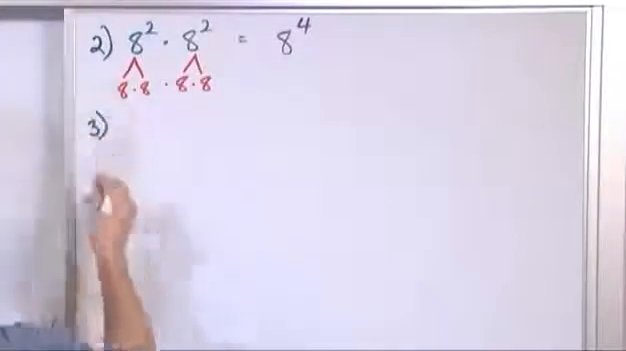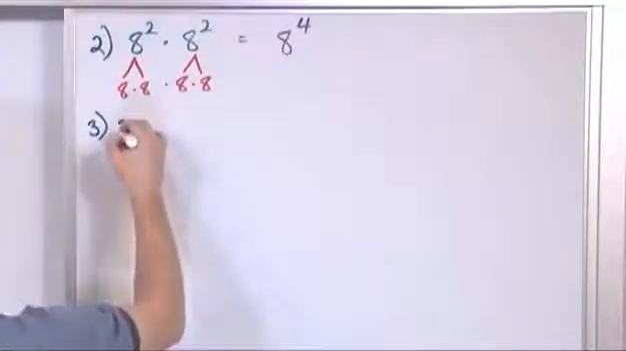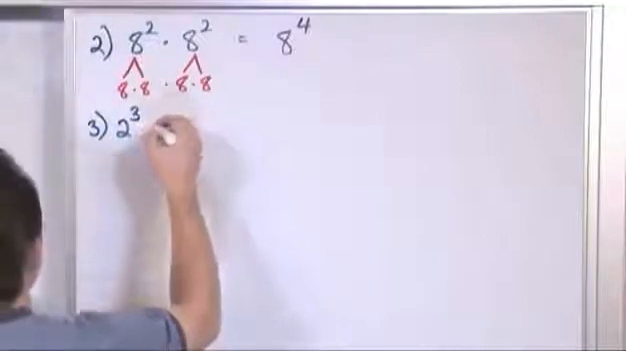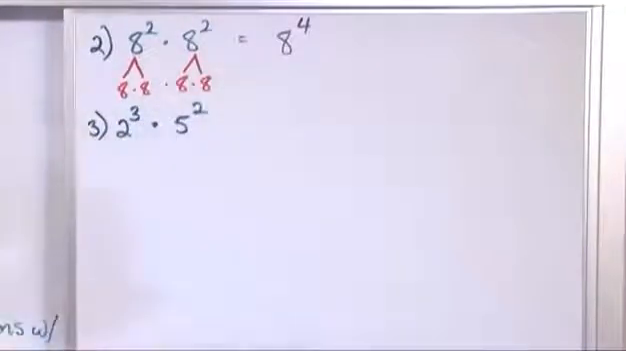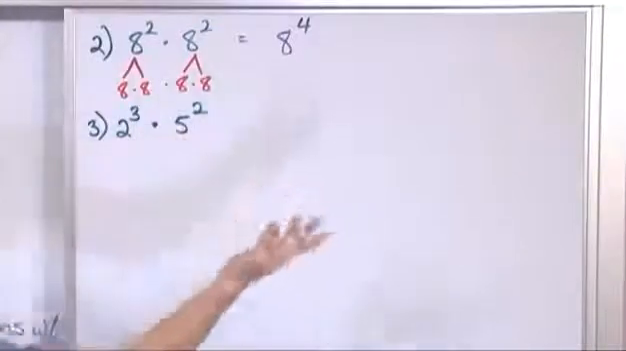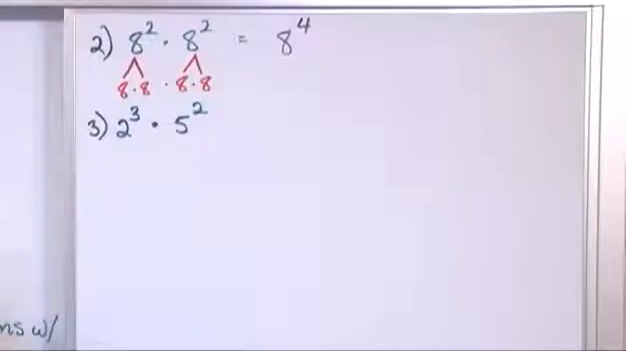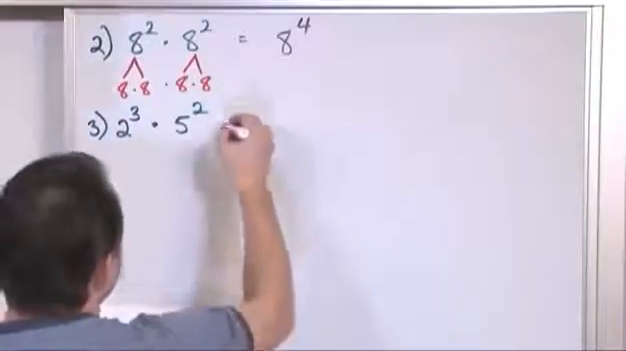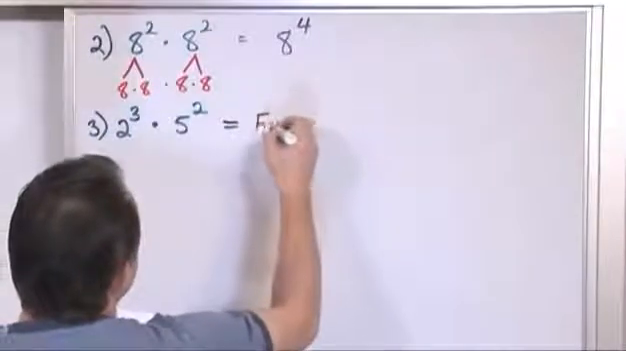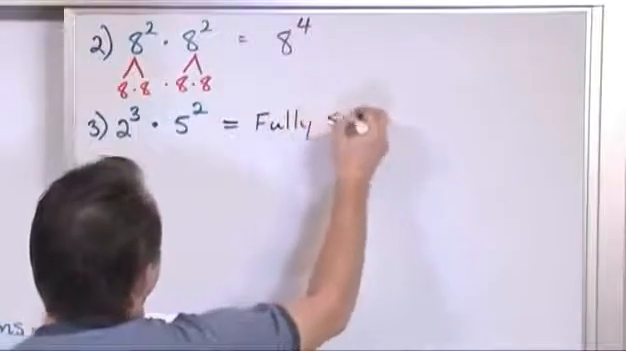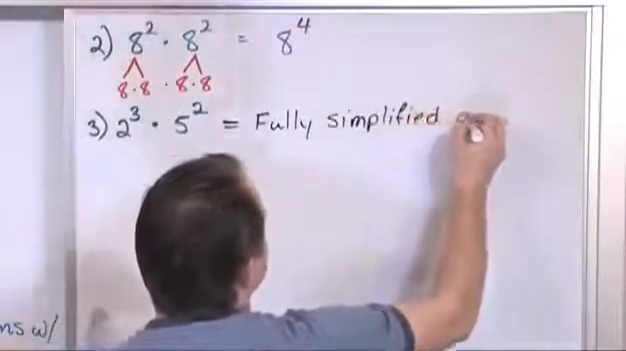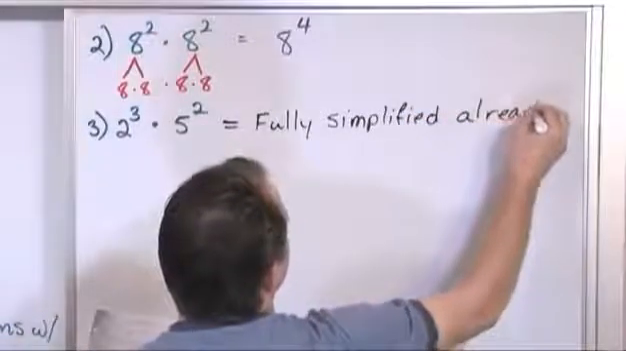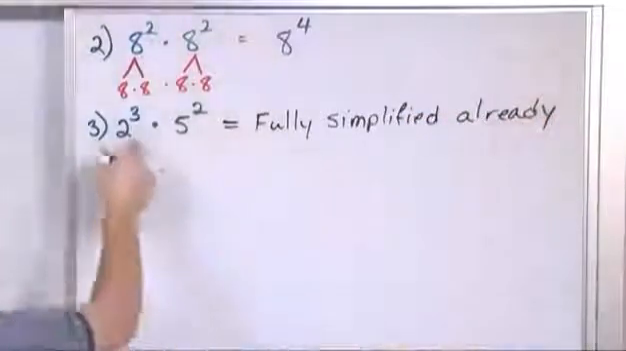All right, number 3. Let's say I have 2 cubed multiplied by 5 squared. What do we do there? Well, we look first to see, are the bases the same? The answer is no. The bases are not the same, so there's nothing else I can do. I just write something like "fully simplified" already, just to tell you that we've looked at it. This is completely different.